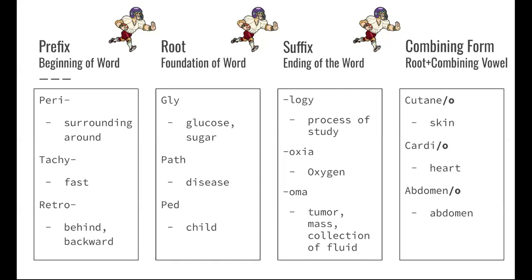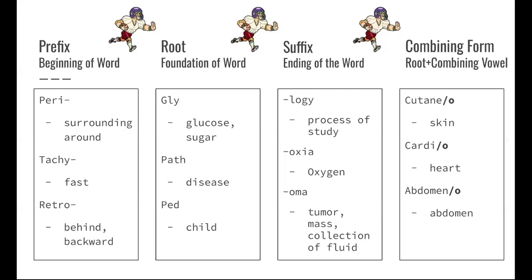First, we'll start with prefix. The prefixes are found at the beginning of the word. Some examples we have here are peri, tachy, and retro. Peri means surround or around. An example word of this would be peritoneum. Tachy means fast, and an example would be tachycardia, which is defined as when the heart is going fast. Retro means behind or backwards. An example of this is retrohepatic.